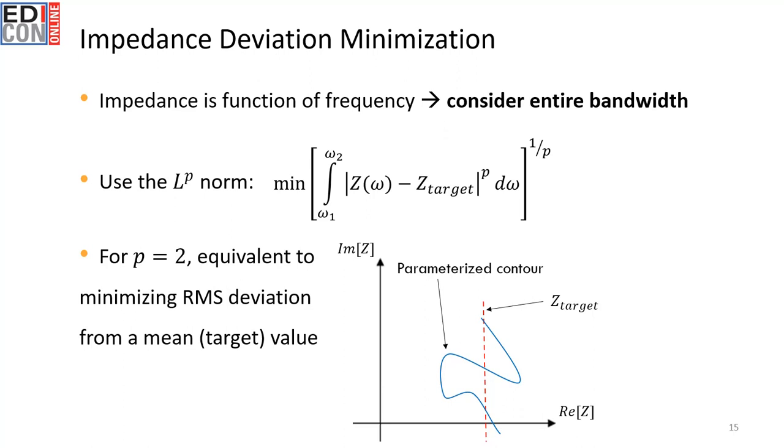And so for P equals 2 in our LP norm in this integral, this is essentially equivalent to minimizing an RMS deviation in the complex plane. And so you can think of your target impedance as this straight line that we want to hit in the complex plane. And then I have some contour that kind of wraps around this. And as I tune the geometry of the interconnect, this blue curve kind of eventually collapses down to this red dashed line. And so that's my goal in my optimization problem.